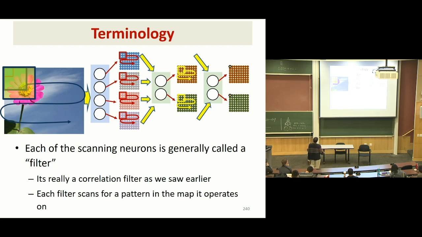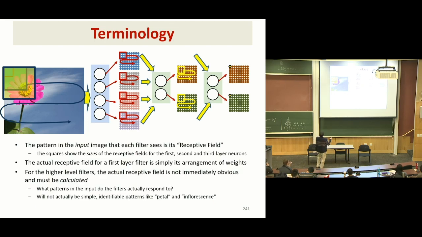So they're correlation filters. And the pattern of the input image that each filter sees is often called its receptive field. Now the receptive field for these first layer neurons is obvious because you just have to look at the weights. But when you begin looking at the receptive fields of these higher level neurons, it's more complex, because they're looking at complex patterns, which are combinations of the patterns detected by the first layer neurons. So they have to be computed. Typically, also when you learn the whole thing, you're not really going to get these nice, beautiful patterns like flowers and inflorescence and so on. You're really going to get something a lot more abstract when we learn these things. We'll see this in a couple of classes.